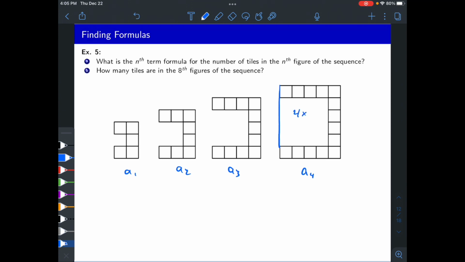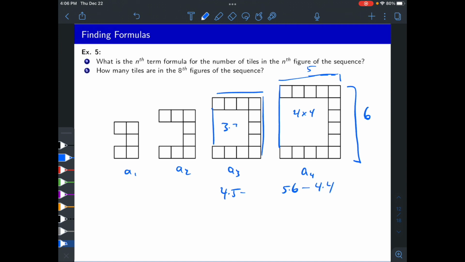So we're cutting out a 4x4, but we have a 5x6 rectangle that's going on here. So we have a 5x6 rectangle of tiles, so 5 times 6 tiles, and then we subtract a 4x4 square in the middle. Similarly, for a sub 3, we have a 4x5, and then we're cutting out a 3x3.